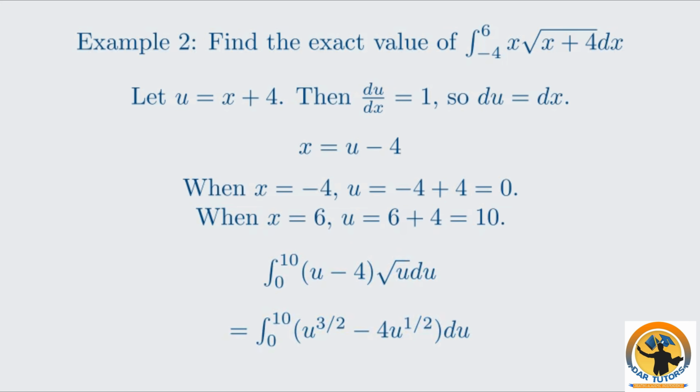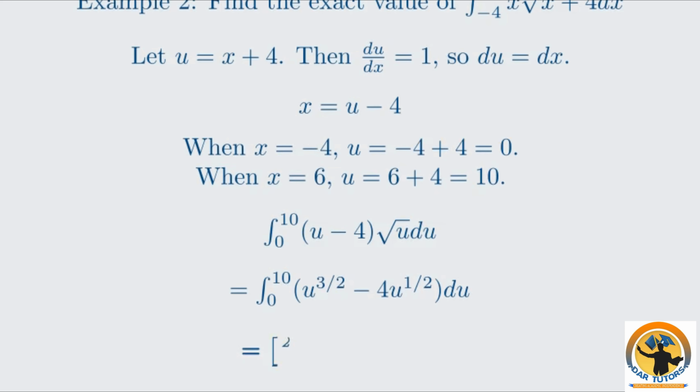Now we integrate term by term using the power rule. The integral of u to the 3/2 is 2/5 u to the 5/2. The integral of 4u to the 1/2 is 4 times 2/3 u to the 3/2, which is 8/3 u to the 3/2. We evaluate this from 0 to 10.